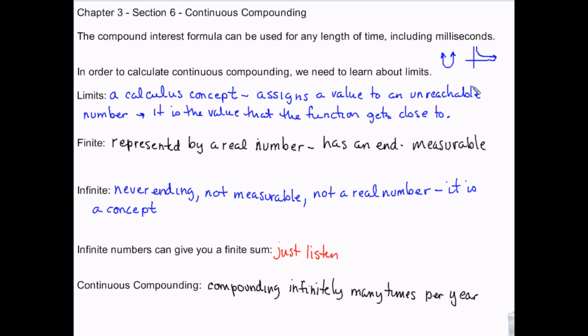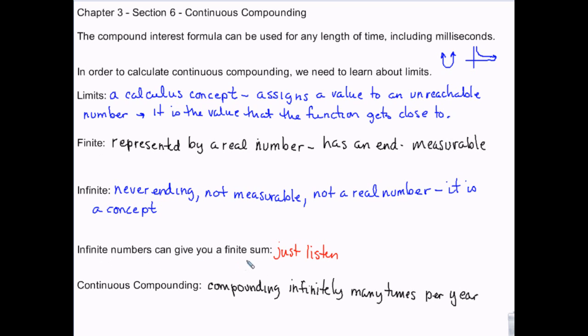So finite can be represented by a real number, it's measurable, and it has an end. This room is finite. Our lives are finite. The length of our arm is finite. Infinite is not ending, it's not measurable, and it is not a number. There is no such number as infinity because, let's say infinity was a number. Then you could add 1 to it, and then what would it be? Infinity plus 1? No, that's just still infinity. It just keeps going and going. So this is what limits do, they assign a finite number to an infinite concept.